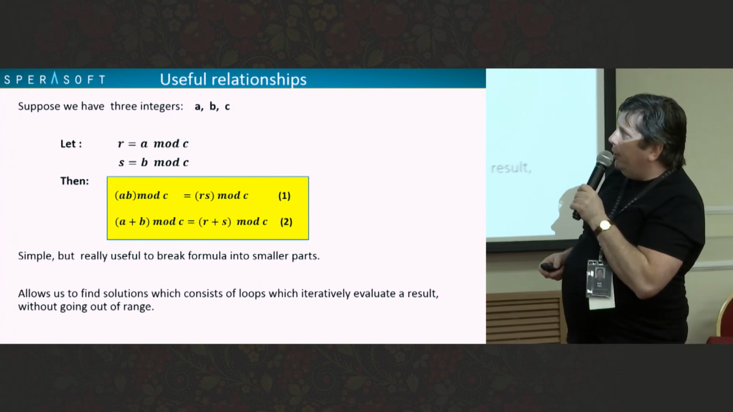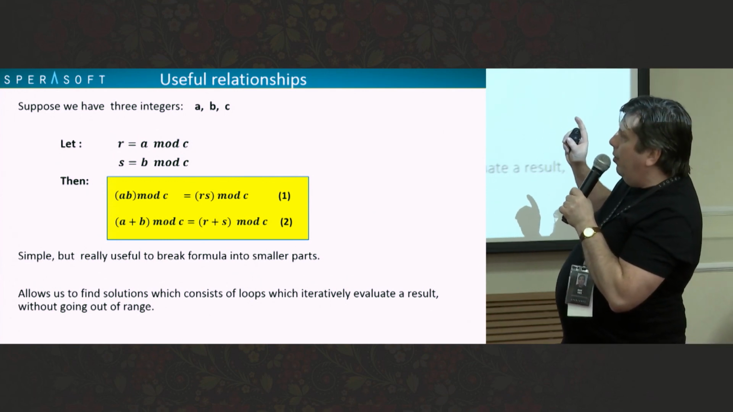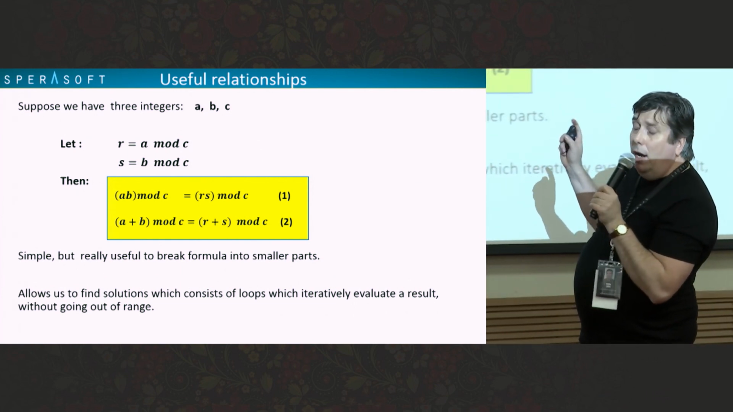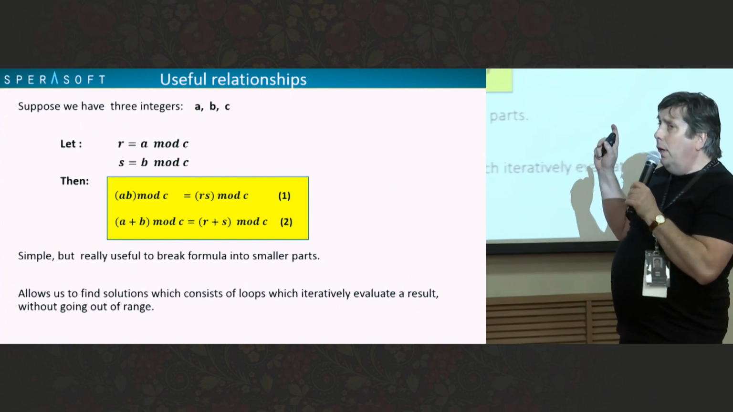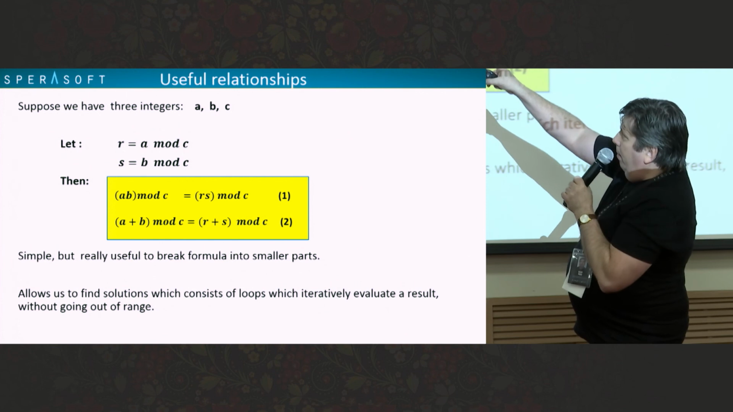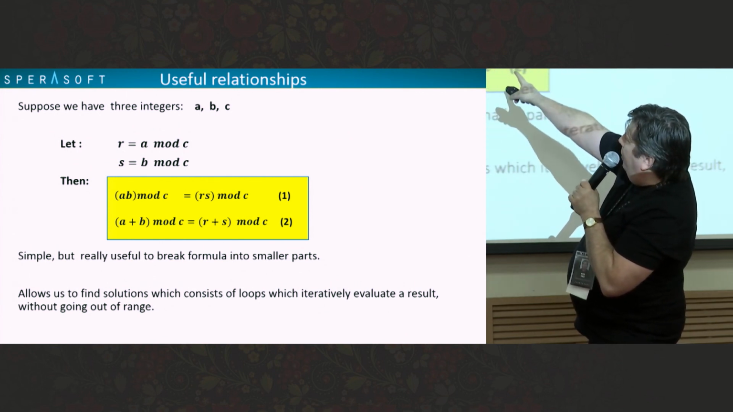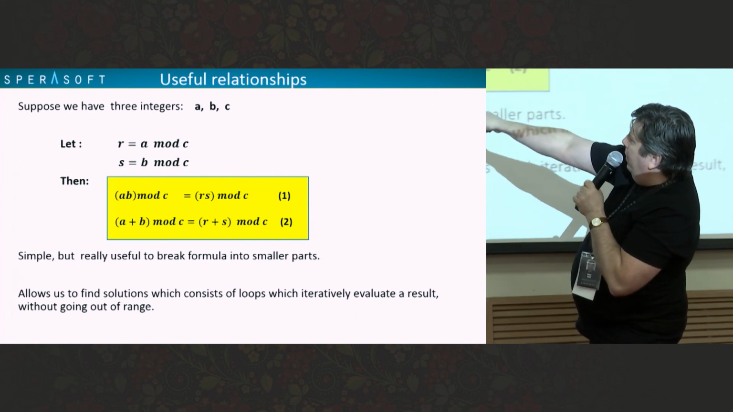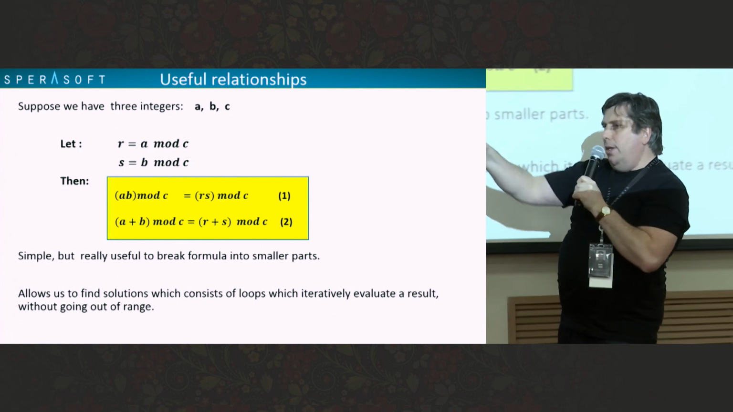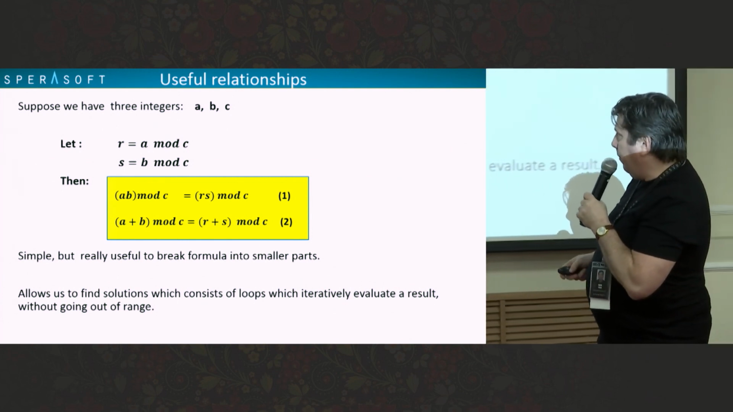Okay, so before I go any further with this, I want to introduce two relationships from modular arithmetic, both of which enable us to tackle a whole family of difficult problems here. Basically, if you have three integers a, b, c, we can do this, the multiplicative form and the additive one here. These enable us to break things up and compute them over smaller ranges.